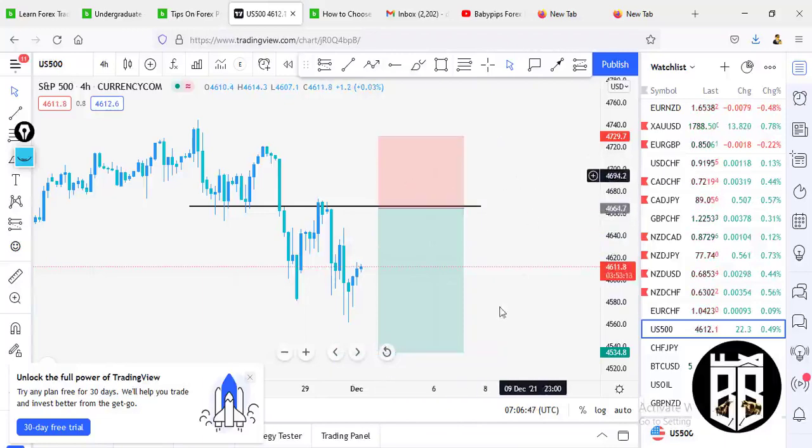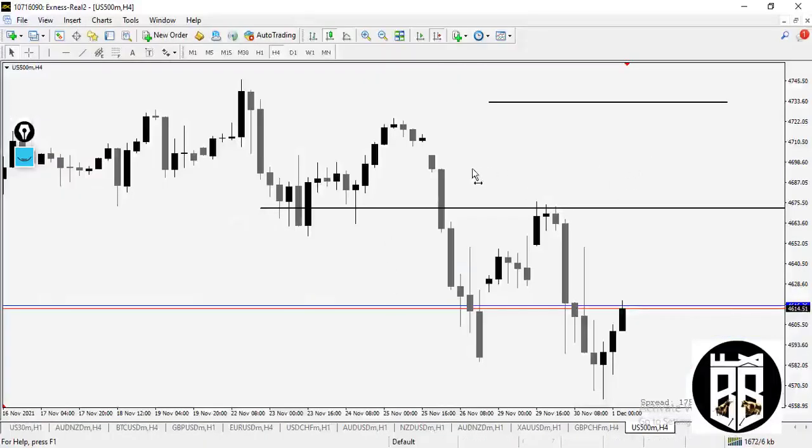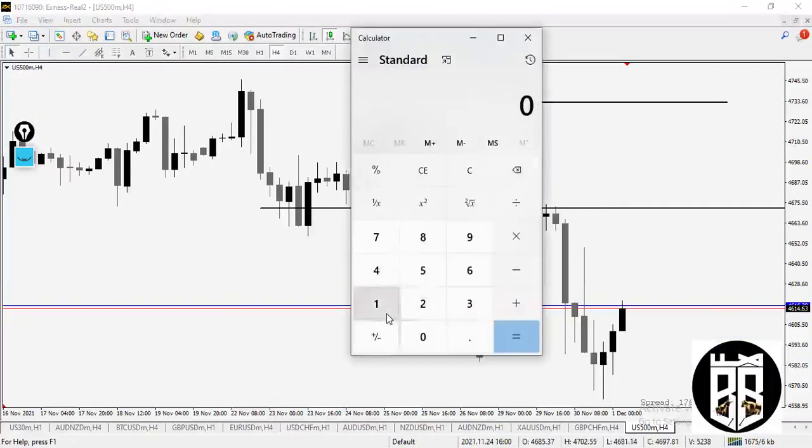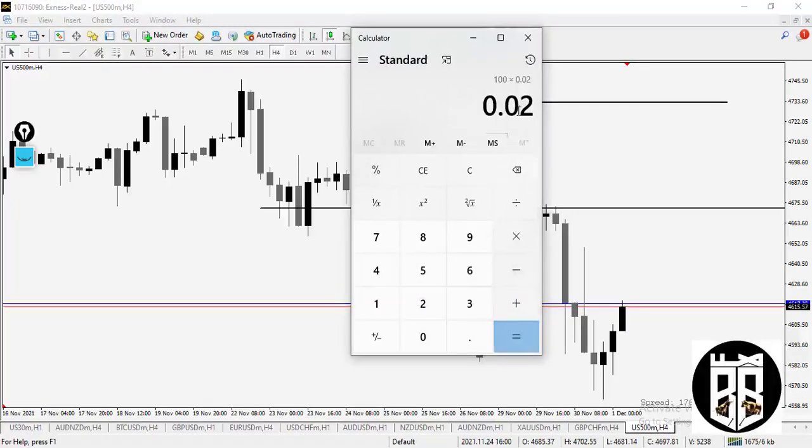Now, what am I going to risk? How much of an account am I going to risk? So let's say my account, for instance, is $100, right? For instance, the account is $100 and I want to risk, let's say, 2%. Okay, so 100 times 2%. So 0.02 times 100 is how much? 0.02 multiplied by 100, so that's $2.